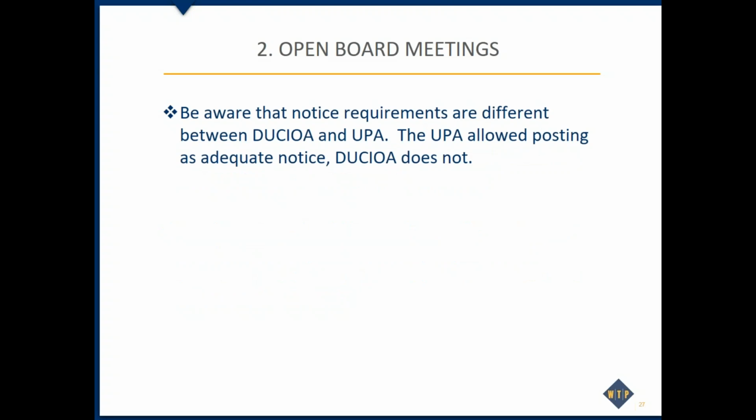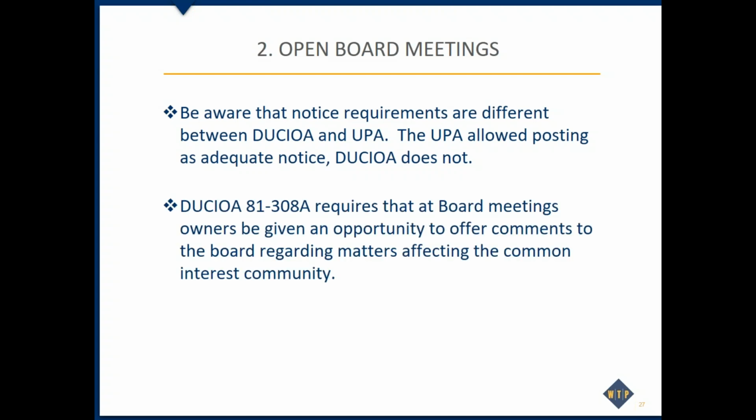While we're talking about board meetings, notice is always important. How do your owners get the opportunity to come and observe you in that meeting if you don't tell them about it? So there are requirements to give notice to owners, and DUCIOA and the UPA are different. Interestingly, under the UPA, the old Condo Act, all you had to do was post notice on the door to the building. That's not what DUCIOA says. DUCIOA requires notice in writing to individuals, unless they've given you permission to correspond with them by email, which is a possibility as well. But just be aware of what your notice requirements are.